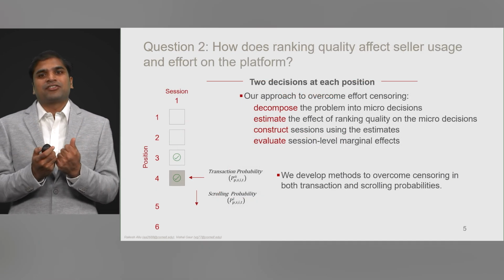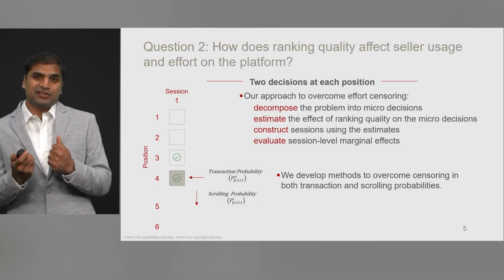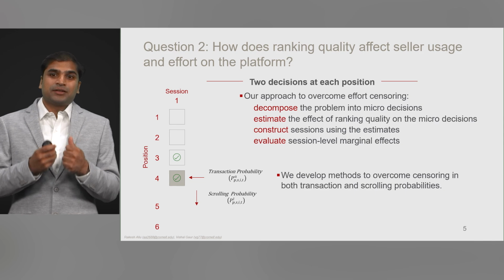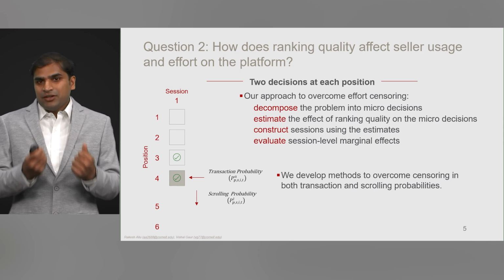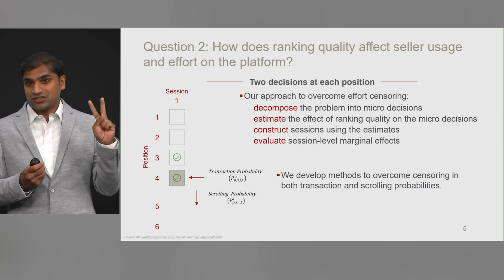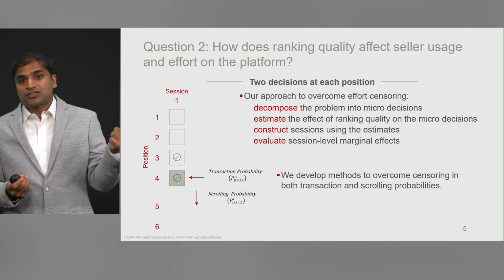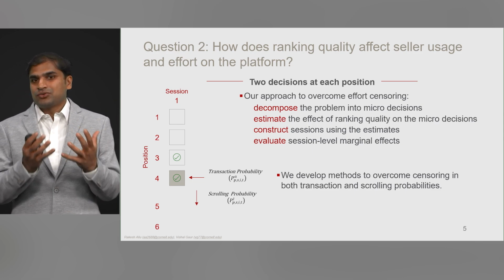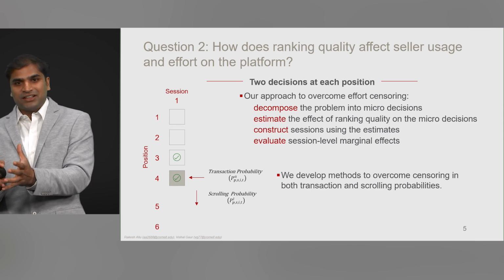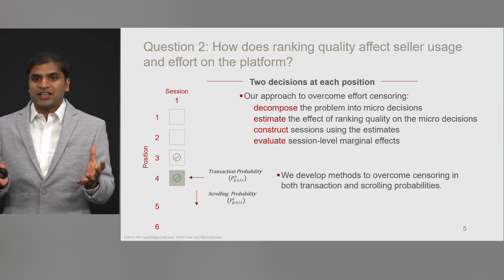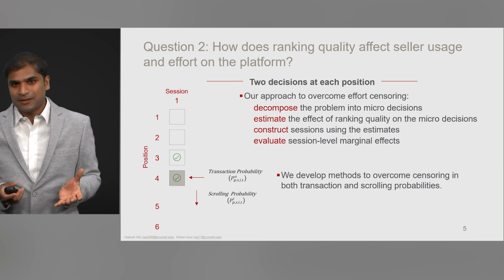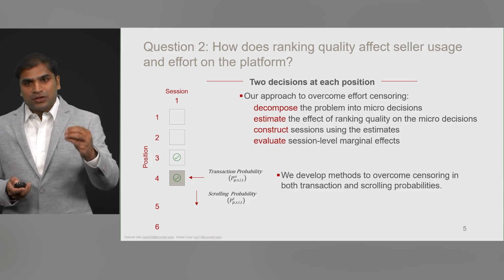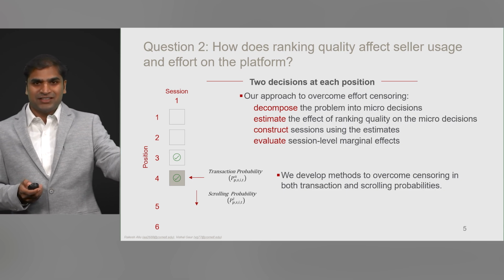Now, how do we measure the effect of ranking quality on usage and effort? We do this by constructing a position level model. At every position, the seller is making two decisions: should I transact, and should I scroll forward? So the approach we take is to write the probability of these two decisions as a function of ranking quality and come up with ways to overcome censoring in estimating these probabilities. I'll show you a glimpse of one approach and quickly get into the findings.